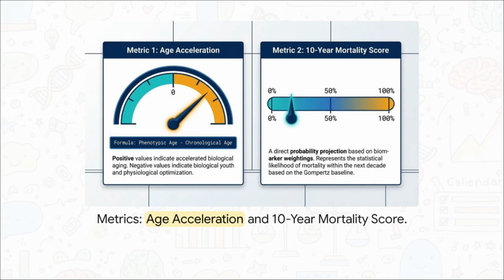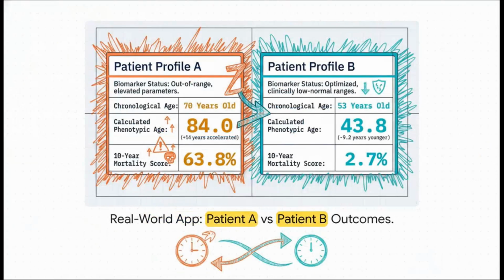Then we have metric 2, the 10-year mortality score. This is a direct, hard statistical probability of mortality within the next decade, all based on their specific biomarker weightings. Let's put this into perspective and compare two real-world outcomes.